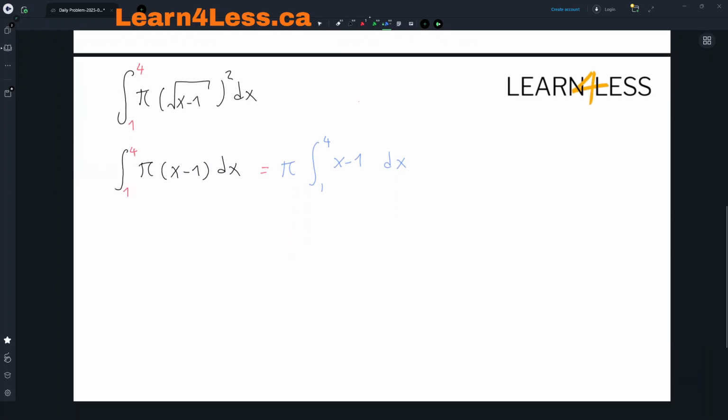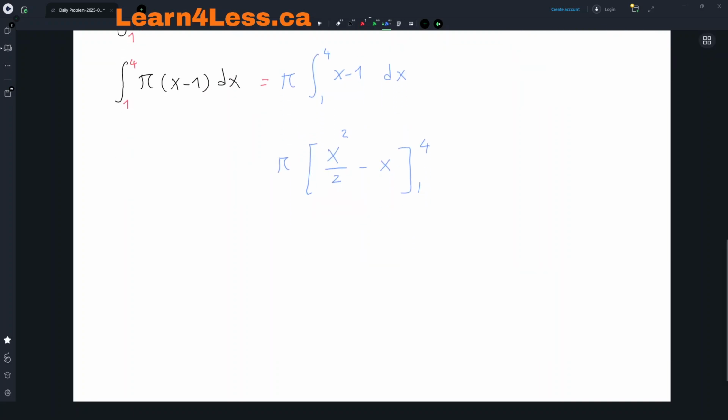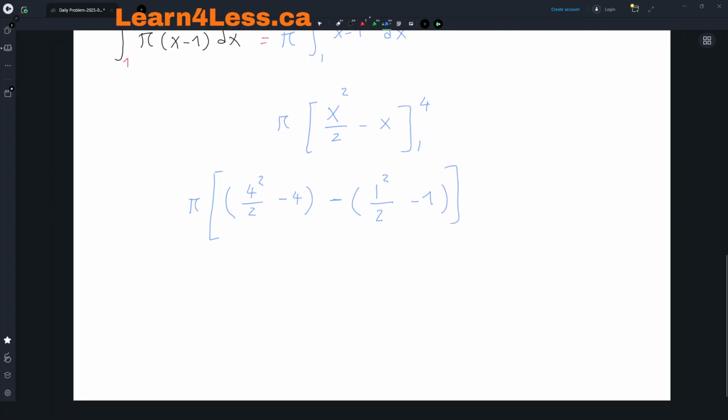The integral of x is a very simple function. It's x squared over 2, power rule. And minus 1 would be simply minus x. And we don't need a plus c because this is a definite integral. It's multiplied by pi at the end, and we have the bounds from 1 to 4. So now let's simply plug in the bounds. Let's plug in 4. If I plug in 4, I get 4 squared over 2 minus 4, basically the upper bound, minus what I get when I plug in the lower bound, which gives me 1 squared over 2 minus 1. Let's simply evaluate that.